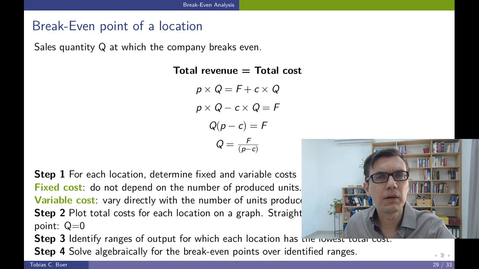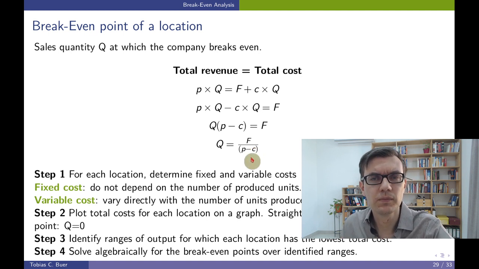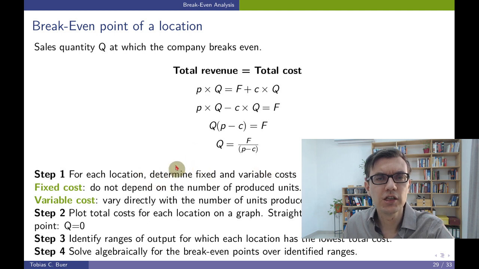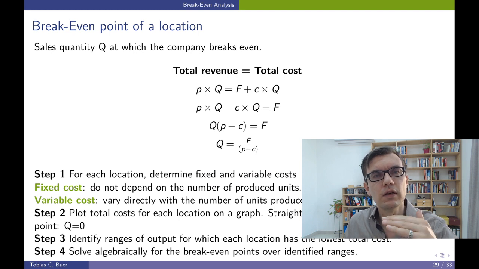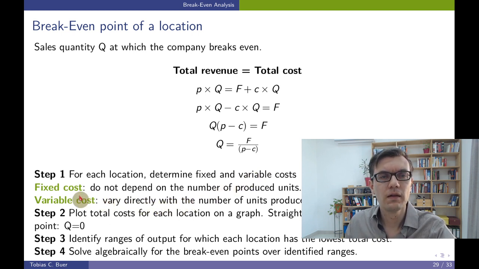And now we can apply this for a location. So for each location, we have to determine the fixed cost and the variable cost. Fixed cost could be, for example, rent. Variable costs could be related to transportation costs, maybe different prices for our labor. Important is that the variable cost depends on the number of products sold, and the fixed costs are independent of the number of products sold.